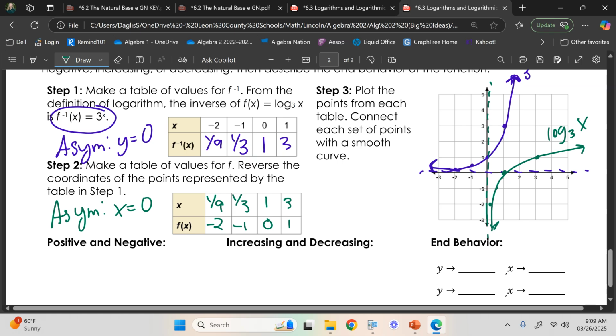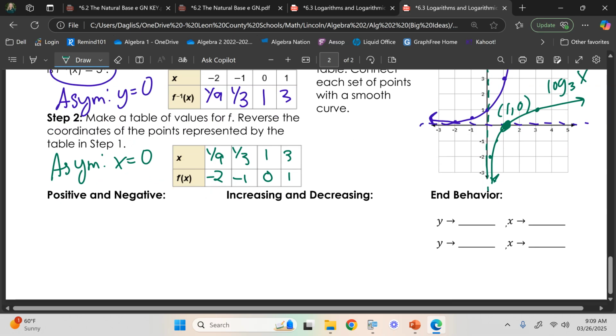Now let's answer positive, negative, increase, decrease, and end behavior of the log function. Positive versus negative wants to know what x values make my y's positive, and what x values make my y's negative. We're looking at our x-intercept, which for this one is the point (1, 0). Do we agree everything after that is going to be a positive y? So it will be positive when all x's are greater than 1.